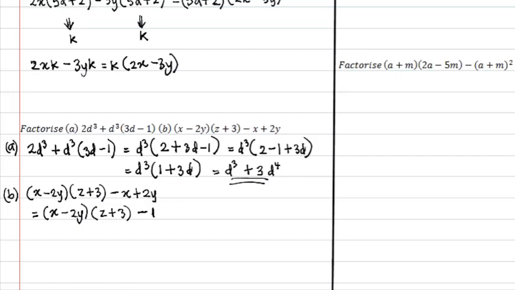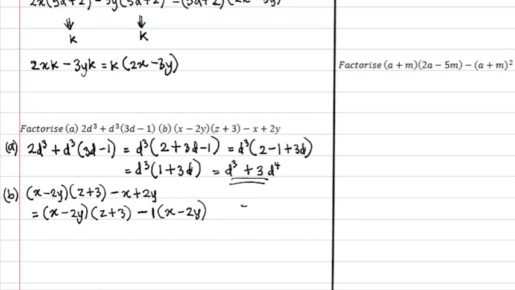So we just put the 1 there to give you the same value. If we put 1 here in a bracket, that means we are still going to write the same values inside: x minus 2y. Now the reason we put minus is because negative times negative will give us this plus.